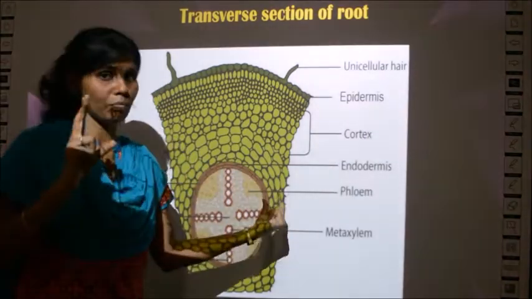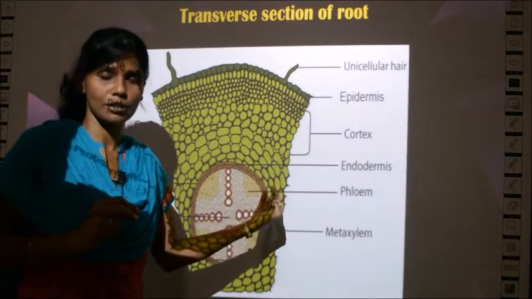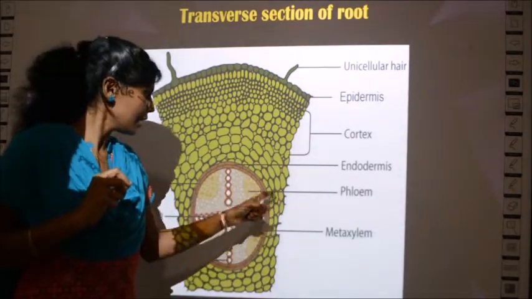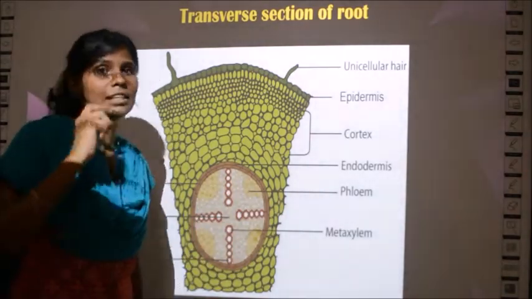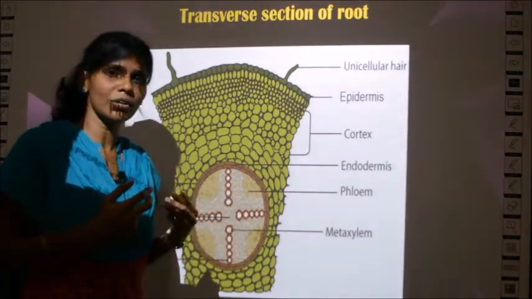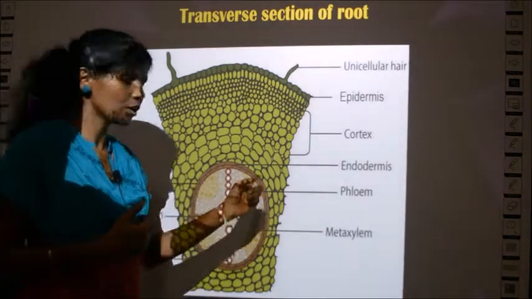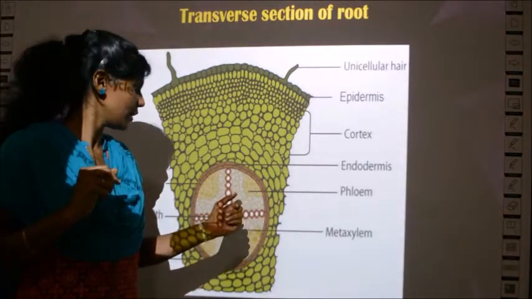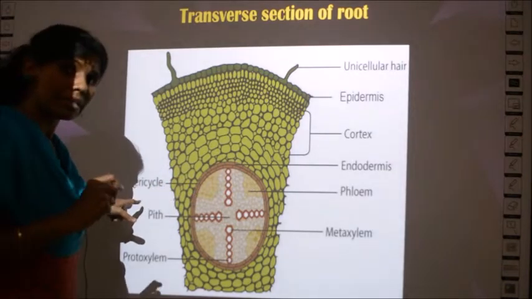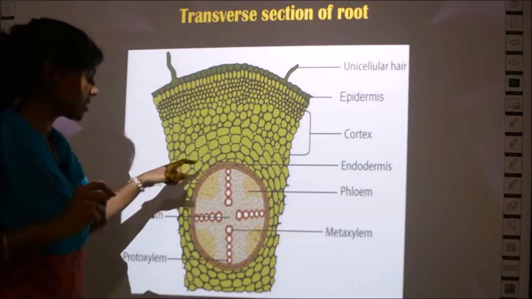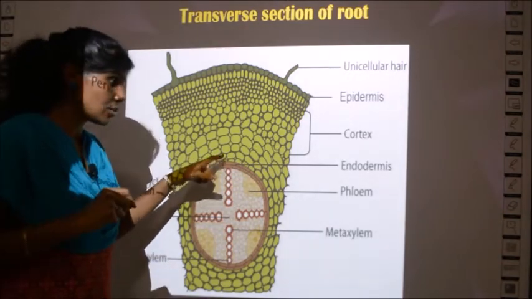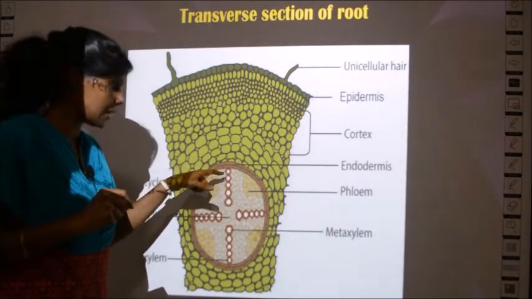Then you have two brown layers. The outer brown layer is called endodermis. Again, endodermis is also a single layer of cells, and you can find the endodermis just below the cortex. So that is about the endodermis. Then you have one more brown layer inside, called the pericycle. The inner layer is called the pericycle. Out of these two brown layers, the outer one is the endodermis and the inner one is the pericycle.